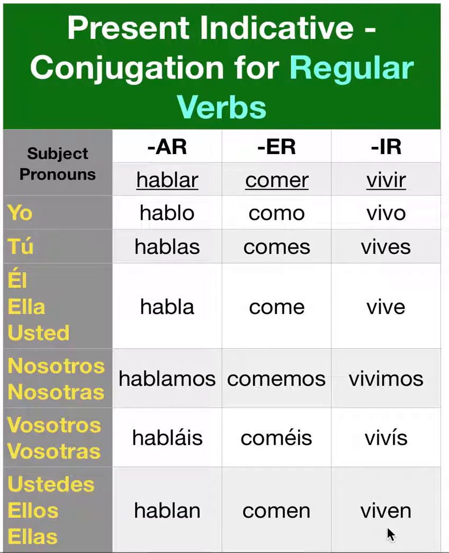These are the conjugations for the present indicative form of a regular verb. Be careful with the word regular. We do have conjugations for irregular verbs, but we're not going to talk about that yet. I'm going to do a video of that in the future.